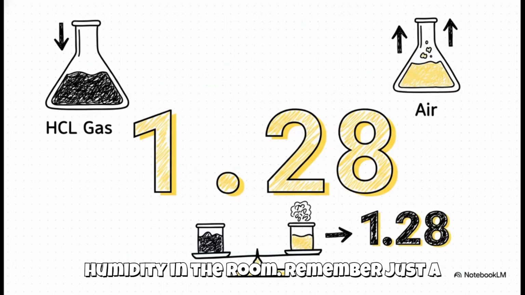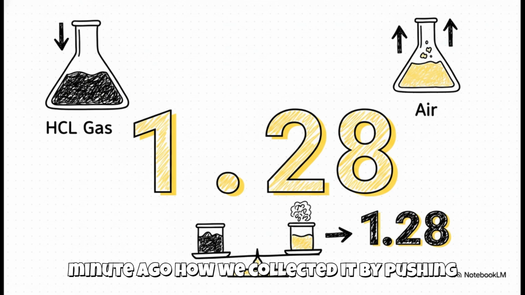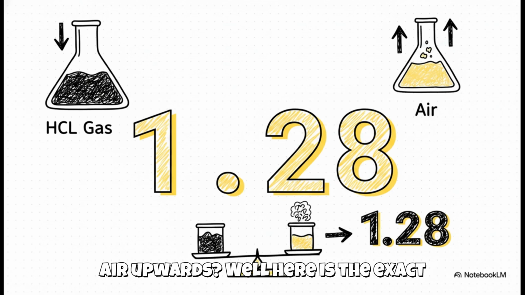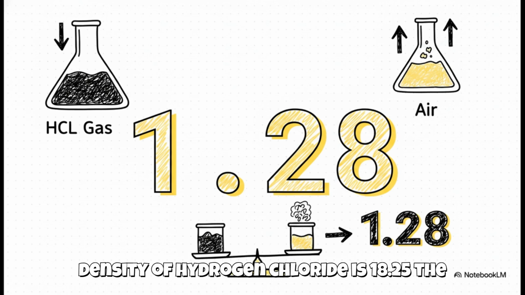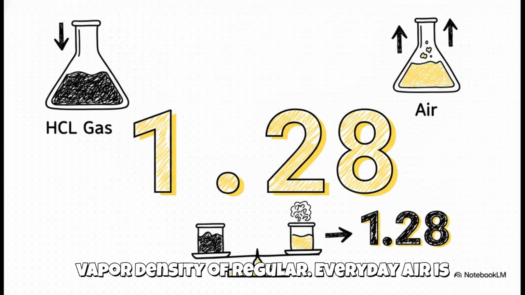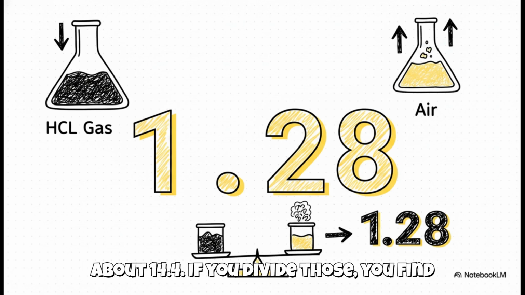Remember just a minute ago how we collected it by pushing air upwards? Well, here is the exact mathematical reason why. The vapor density of hydrogen chloride is 18.25. The vapor density of regular everyday air is about 14.4.